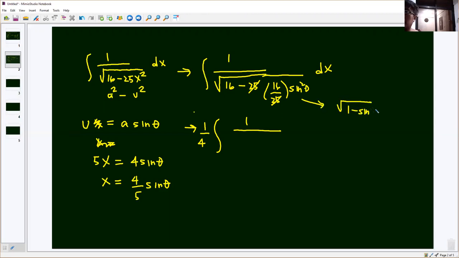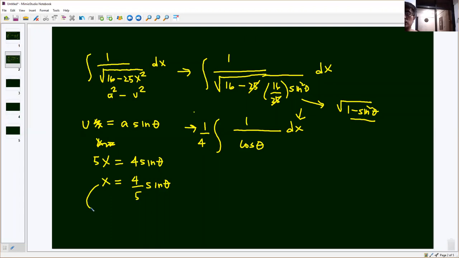Kaya nga, yan ang substitution, para ma-take advantage ang trigonometric identity na Pythagorean. So, 1 minus sine squared is cosine squared, at ang square root nun ay cosine. So, this is cosine. Now, dx pa rin to guys. Take a look, dx pa rin yan.